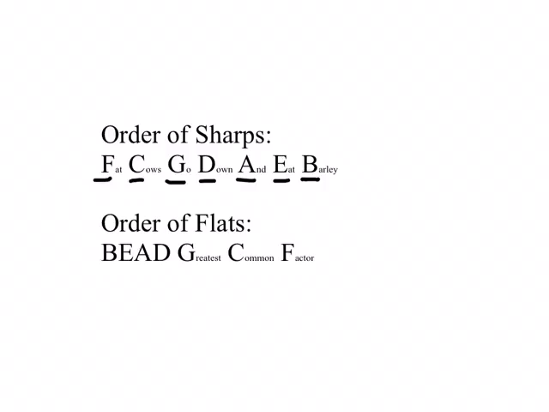The order of flats will be exactly the reverse of the order of sharps. So one good way to remember it, the first four flats form the word bead, and then the last three flats, G, C, F. Some people remember that by greatest common factor. So let's see what that looks like.